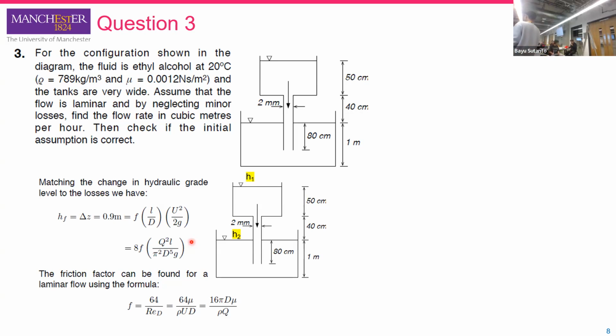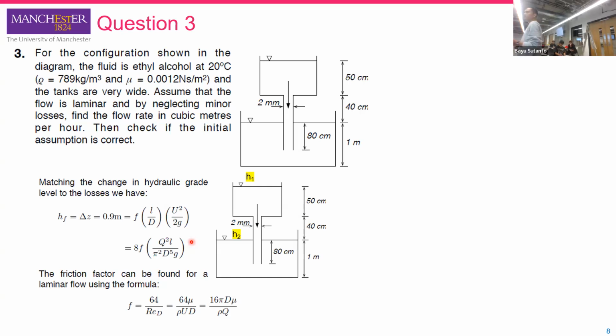Bernoulli calculates the losses based on the change of elevation, the change of pressure, and the change of velocity. We want to eliminate unnecessary terms, for example the change of pressure. If you choose location 1 and location 2 here, the pressure is atmospheric, so we can eliminate the change of pressure. From Bernoulli, we only focus on the change of elevation, which will be equal to the losses in the system.